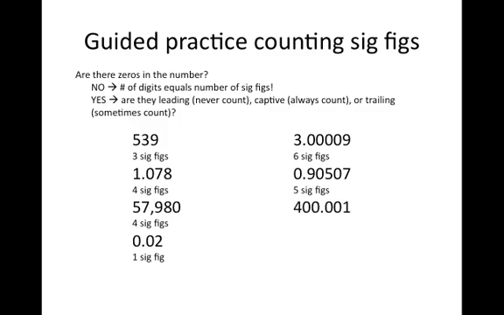This number has 4 captive zeros. We know they're captive zeros because they are stuck between non-zero digits. Therefore, this number has 6 sig figs. This number also has a captive 0. We know it's captive because it's stuck between 2 non-zero digits. Therefore, this number also has 6 sig figs.